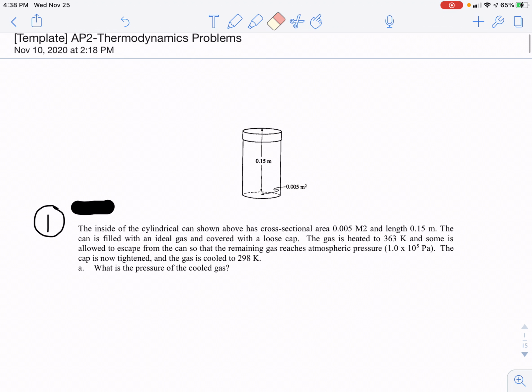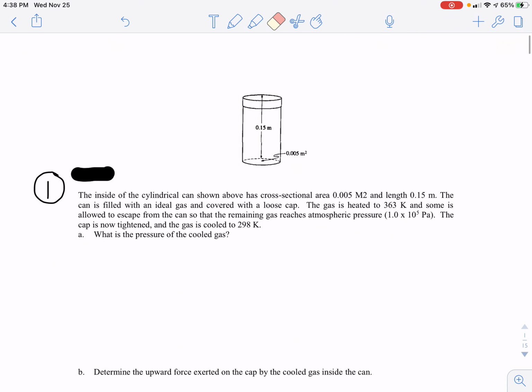Let's take a look at question number 1 from our AP Physics 2 Thermodynamics problem set. We see that we have a cylindrical can that has a cross-sectional area of 0.005 square meters and a height of 0.15 meters. The can is filled with an ideal gas and covered with a loose cap.